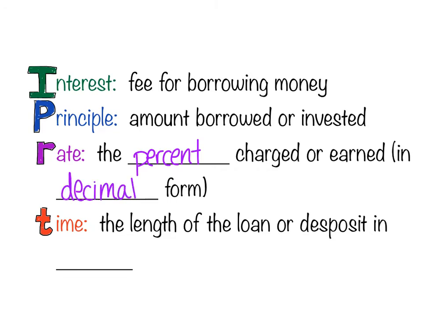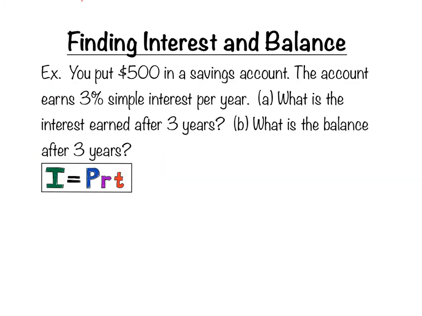And then the final variable is time, the length of the loan, and it's always measured in years. That's important, that time is always measured in years. Okay, there'll be some problems where they might tell you the months, and we have to convert that into years. All right, so let's talk about finding the interest and balance first.